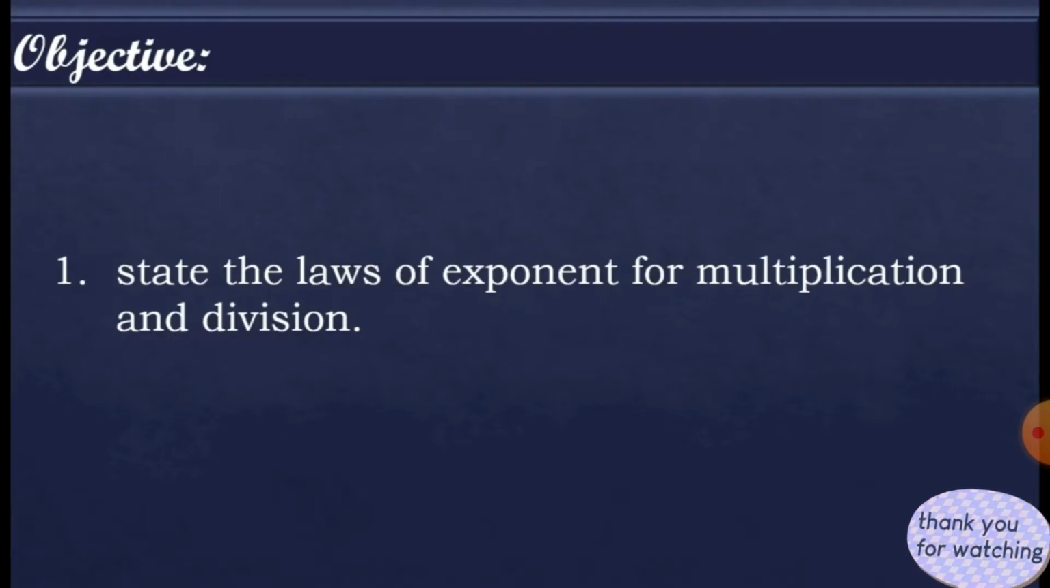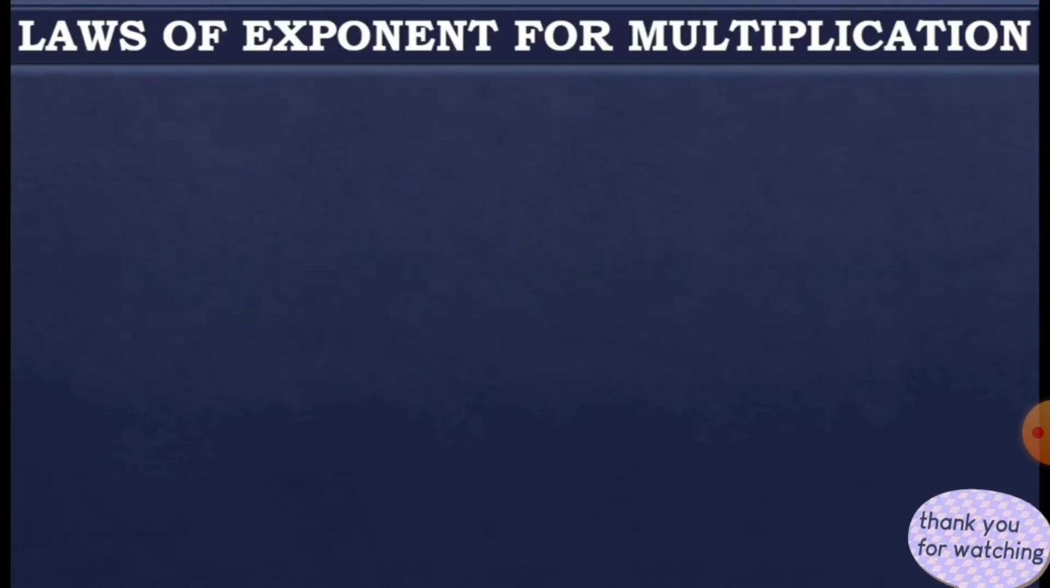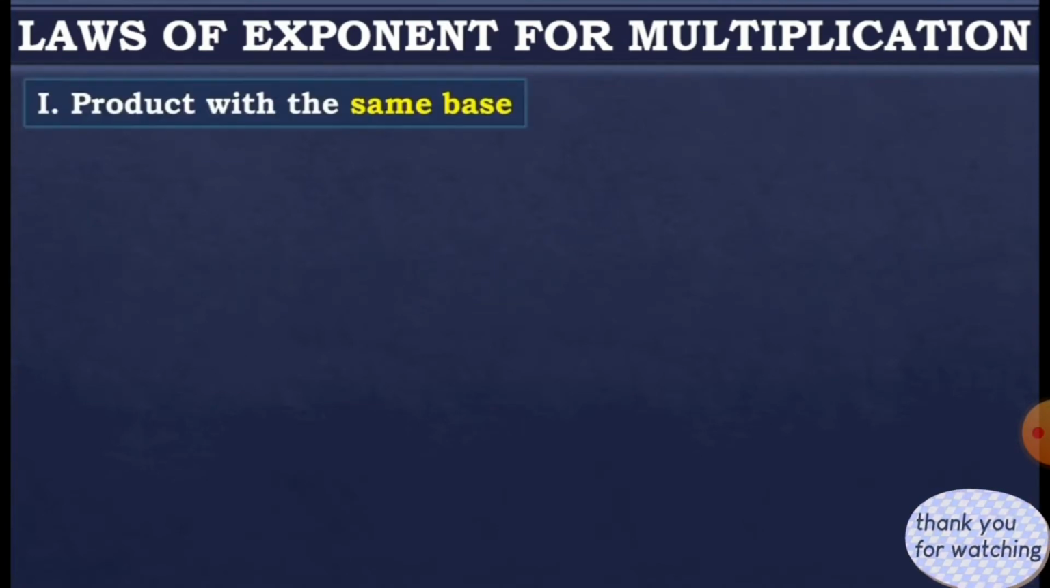Today's lesson, we're going to state the laws of exponent for multiplication and division. So this time we will focus on laws of exponent. The first law of exponent is what we call the product law, or product with the same base. So what does it mean? When you multiply with the same base, just simply copy the common base and then add the exponent.